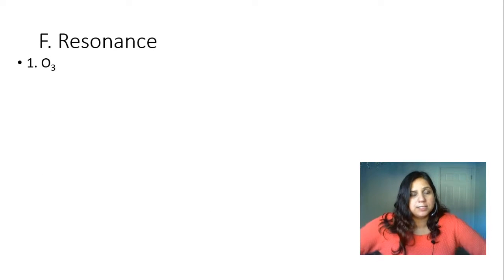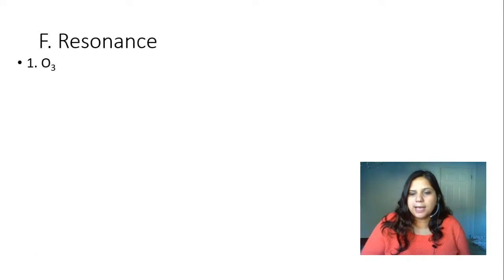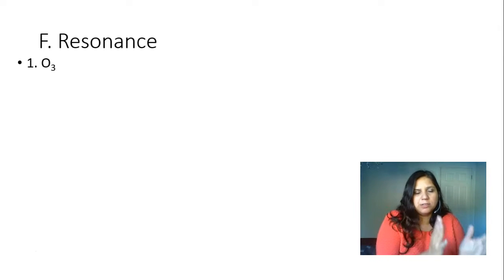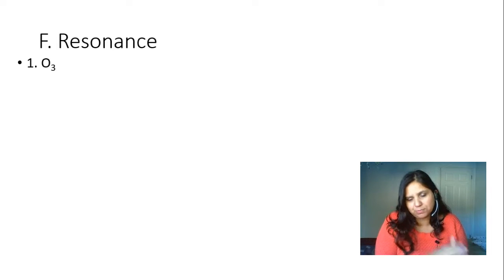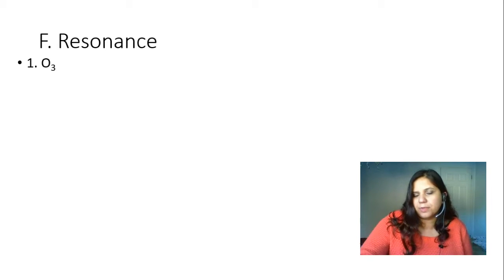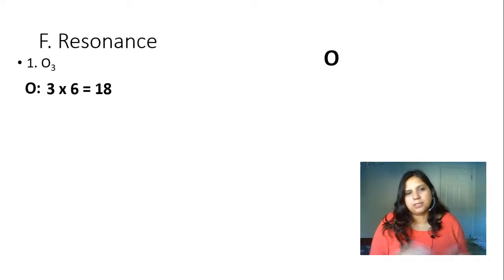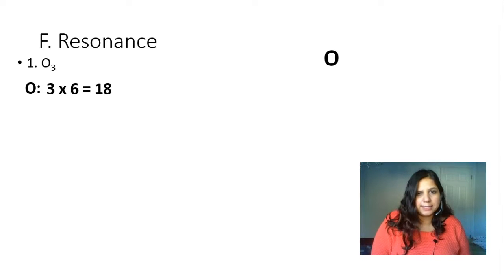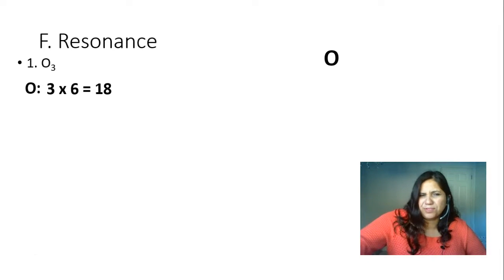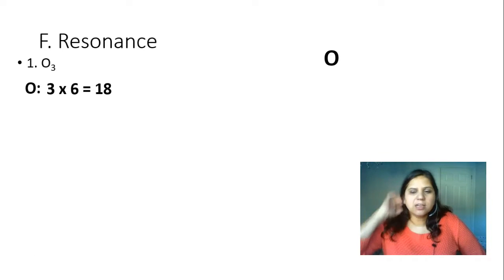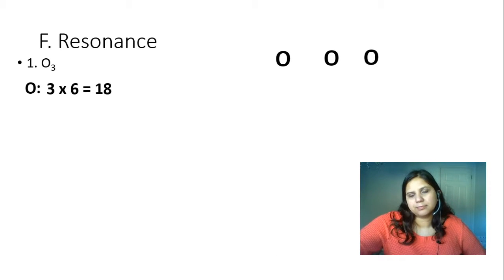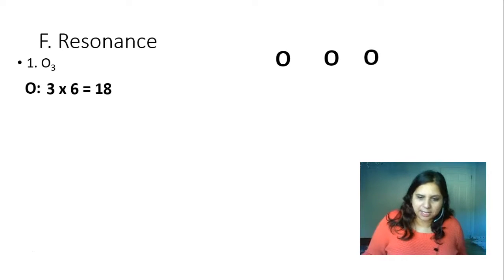Okay, so we're going to do an example with resonance, and you'll do some in class. So we have O3. Each time I do these, you probably should be figuring out the number of valence electrons on your own. Pause it, do that before I show you. All right, so we have 3 oxygens, and each one has 6 valence electrons for a total of 18. Okay, we have 3 oxygens, so how do we arrange that? We're just going to put them in a line. Okay, one of these oxygens is a central atom.